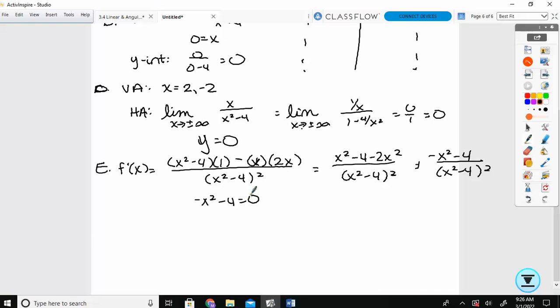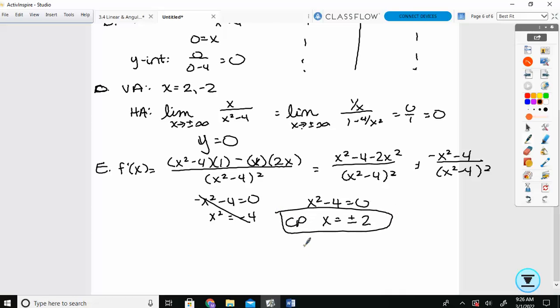So critical points are anywhere this is 0 or undefined. If you set the top equal to 0, you get x squared equals negative 4. Can we do that? No, it's going to be imaginary, so we don't have to worry about that. So we really just need to know what makes the bottom 0, and that is plus and minus 2. So those are my critical points.